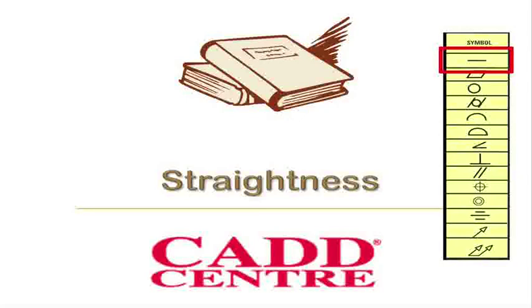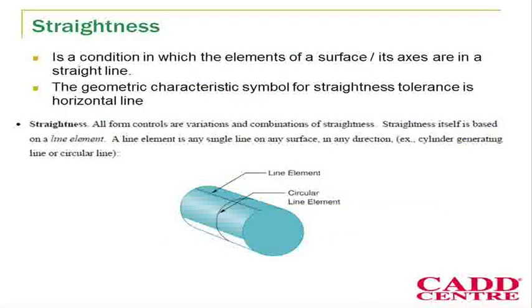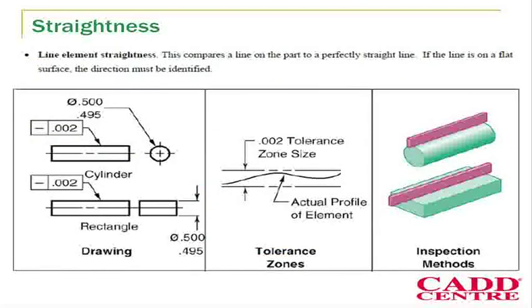Let us discuss what is meant by a straightness control. The straightness is represented with a symbol as shown. Straightness is a condition in which the elements of a surface or its axis are in a straight line. The axis or the edge of a surface can be deviated within a tolerance value. You can see in the picture, the straightness symbol is applied to a feature. In this case, it is representing an axis. The axis can have a deviation within a zone. That zone is called a tolerance zone. The distance of the tolerance zone we call the tolerance value.